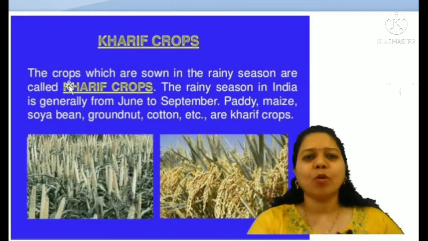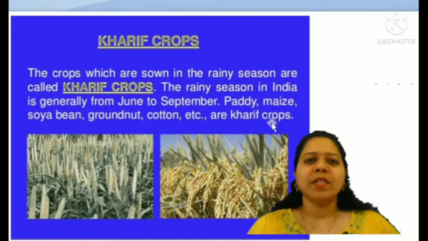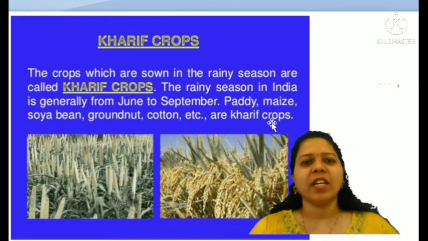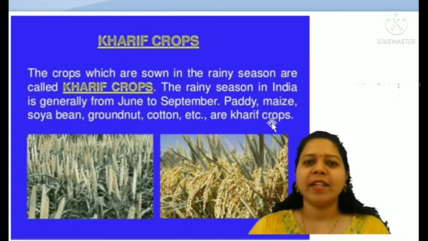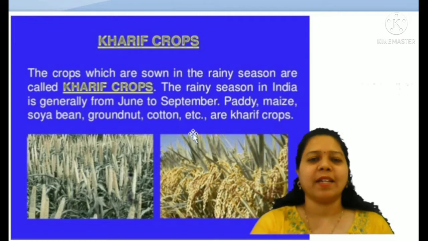Kharif crops: the crops which are sown in the rainy season are called kharif crops. And the rainy season in India is generally from June to September. Paddy, maize, soybean, groundnut, cotton, etc. are kharif crops. The crops which we grow in the rainy season are known as kharif crops. That's why the crops we take in this time are known as kharif crops. These are all examples of kharif crops.